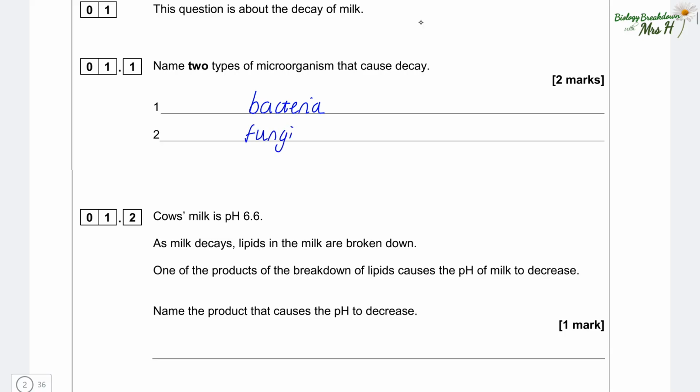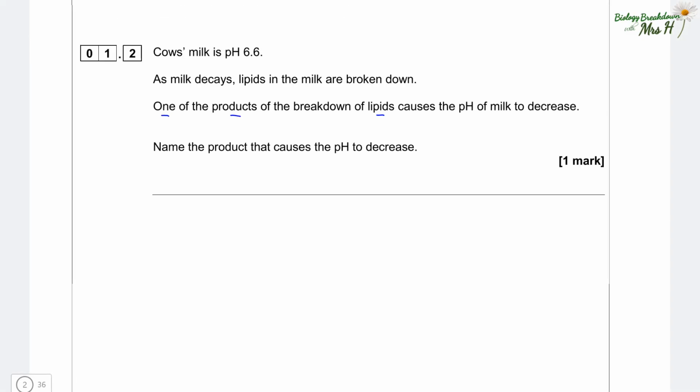Cow's milk is pH 6.6. As milk decays, lipids in milk are broken down. One of the products of the breakdown of lipids causes the pH of milk to decrease. Name the product that causes the pH to decrease.